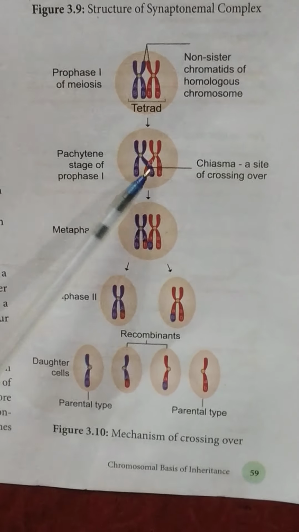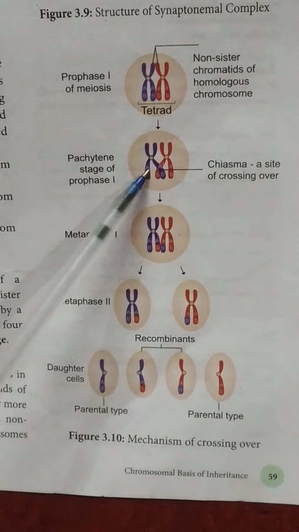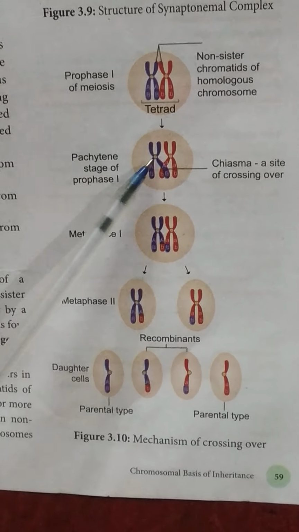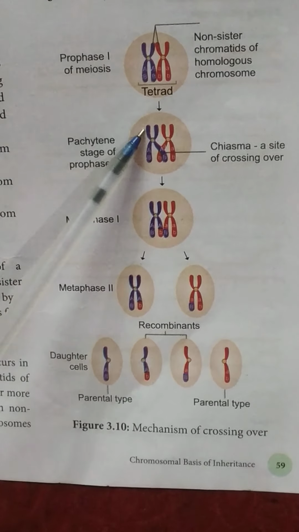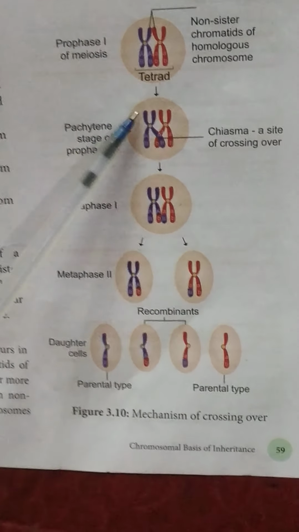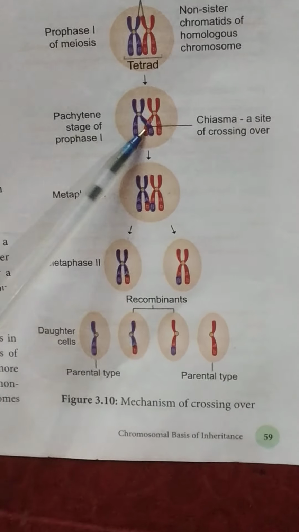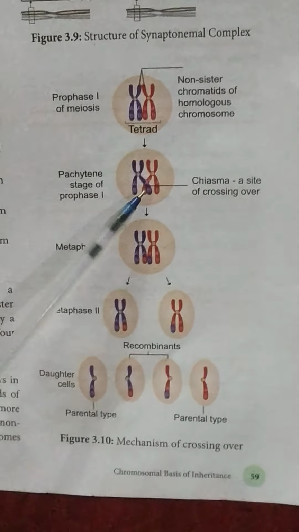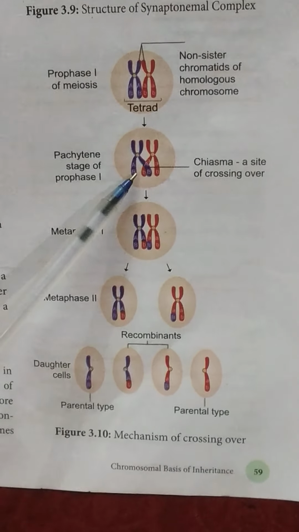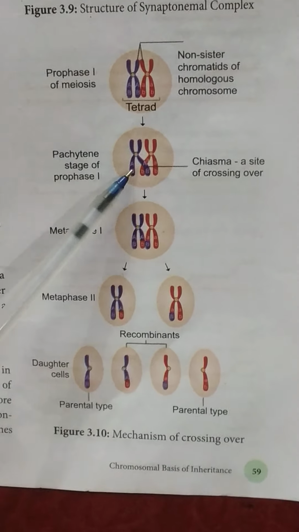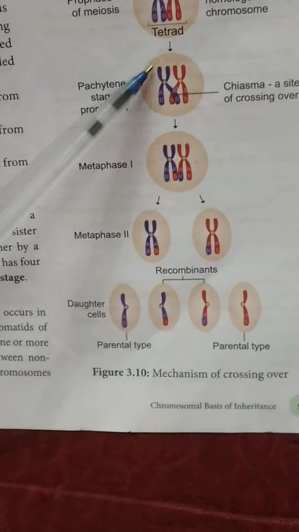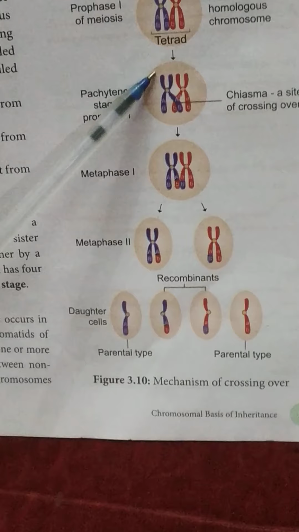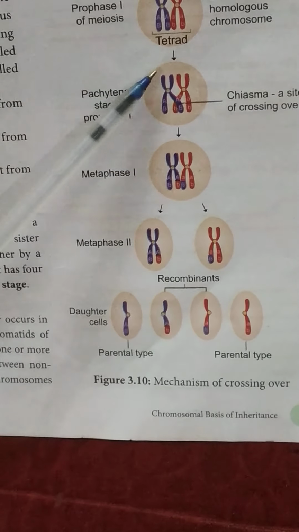That is called a procentric synapsis. And pro-terminal synapsis is a crossing over pairing that takes place at the terminal end of the homologous chromosome. It is otherwise called telomeres. Telomeres means the terminal end of the chromosome. So if the pairing takes place at the telomeres, it is called a pro-terminal synapsis.